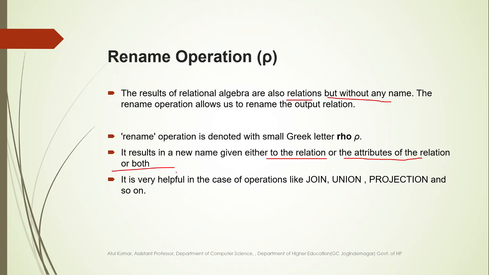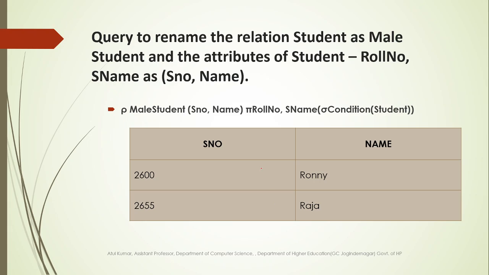So it is very helpful in operations like join, union, projection, and other operations like intersection. So this one is basically the query to rename the relation student.